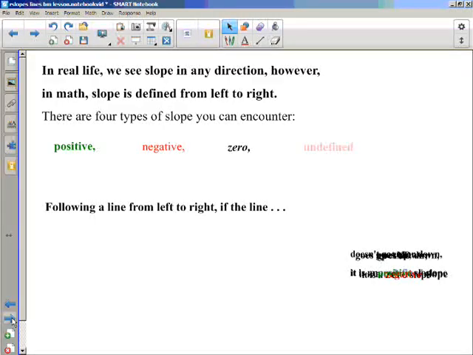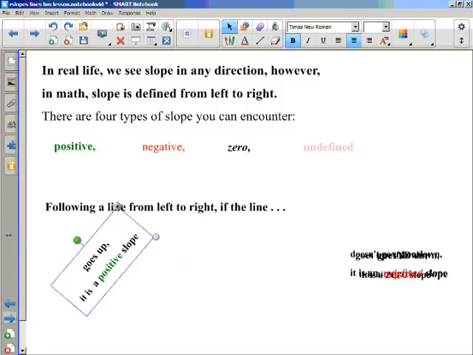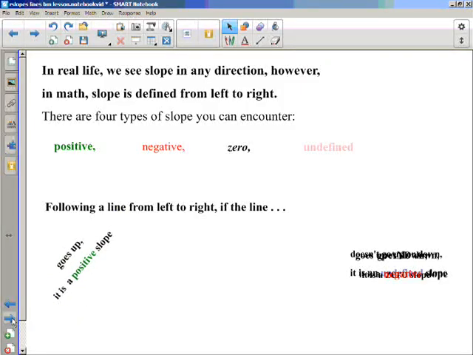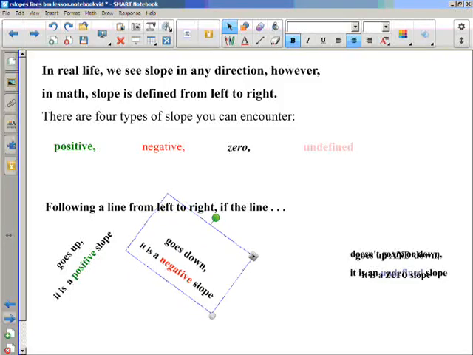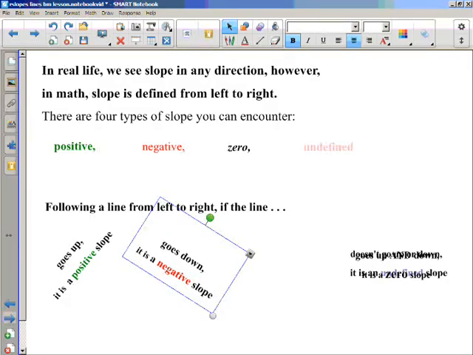If we follow a line from left to right, we can get a sense of whether it's positive, negative, 0, or undefined slope by noticing if from left to right your equation goes up, we would say it is a positive slope. And if from left to right you see the direction going down, we could say it has a negative slope.